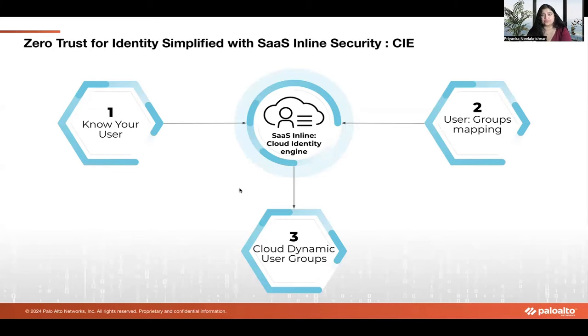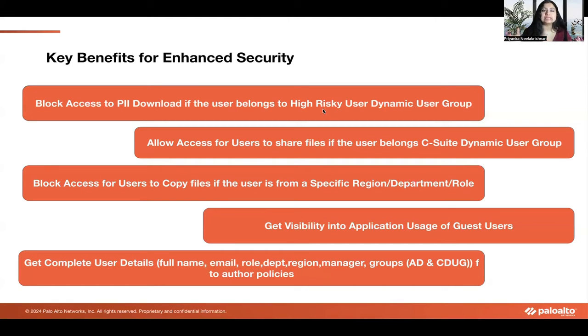Now let's talk about some of the key scenarios with this enhanced security solution that is widely asked for by our customers. First, you can block access to PII download if the user belongs to a high-risky dynamic user group. Number two, you can allow users to share files if the user belongs to the C-suite dynamic user group. Number three, you can block users from copying files if the user is from a specific region or department or has a specific role.